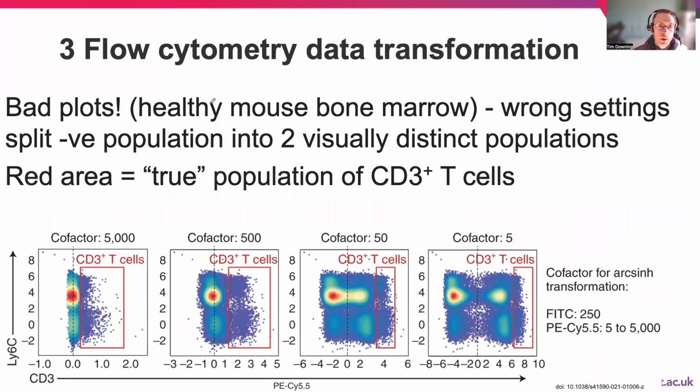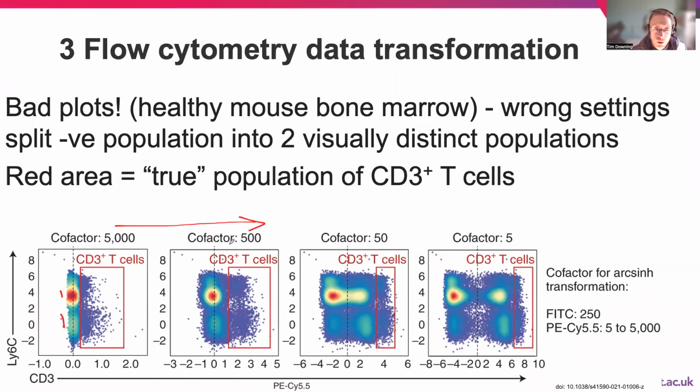So an example of bad plots with the wrong settings, where they split the negative population into two visually distinct groups, where the red area shows the true population of CD3 positive cells. You see that the red area is shown in here, but we got this kind of spreading of the cells out across from the negative to the positive here, due to the series of correction procedures that we implemented. So it's for a high cofactor that kind of gradually decreases.